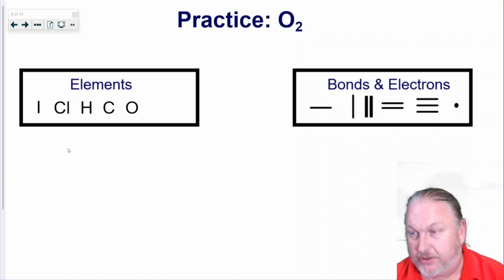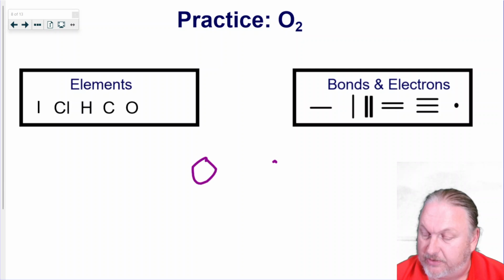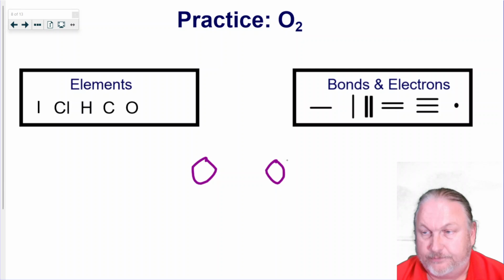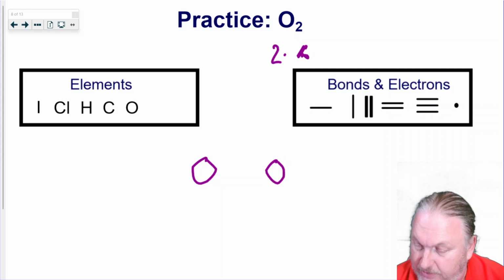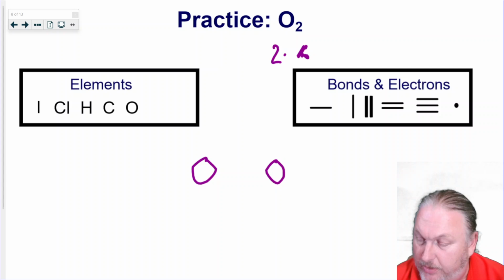So let's look at oxygen. Now I think I played with you guys with this today. So I've got oxygen, oxygen. Let's see what our number is. All right, O2. So oxygen has 6 valence electrons. We've got 2 of those. 2 times 6 equals 12.